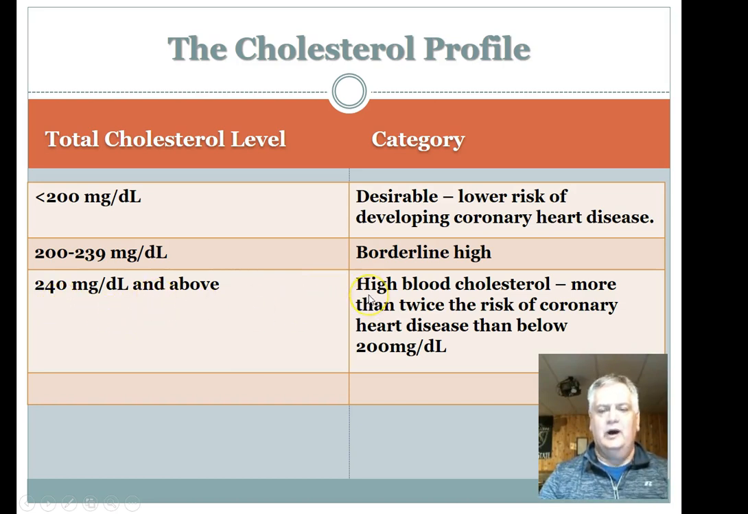A cholesterol level from 200 to 239 is considered to be borderline high, and 240 and above is considered to be high blood cholesterol. That high blood cholesterol level puts the individual at more than twice the risk of coronary heart disease than if their cholesterol level was below 200 milligrams. So you can see why healthcare providers want you to have a total cholesterol under 200 milligrams per deciliter.